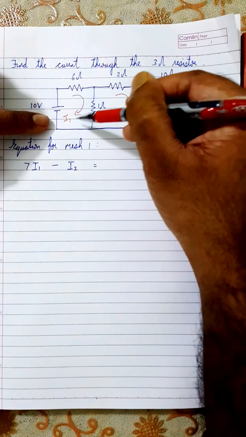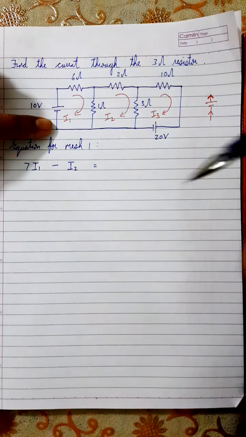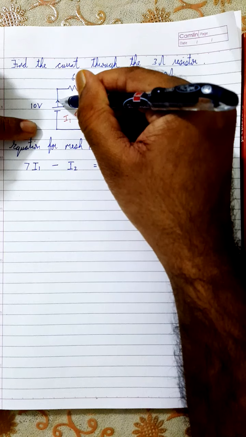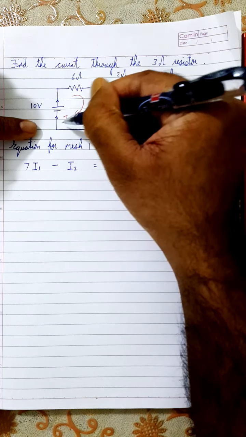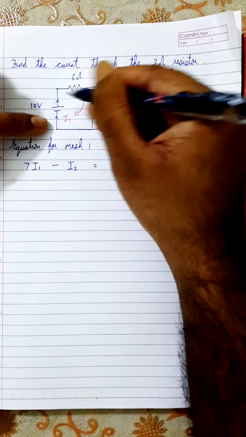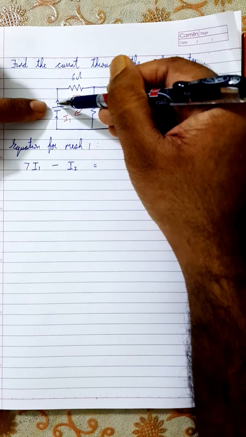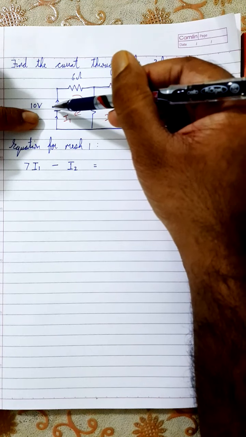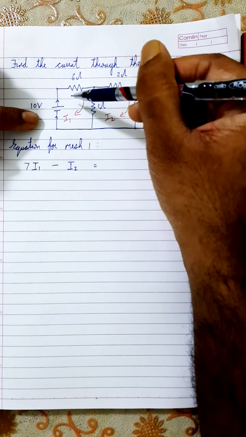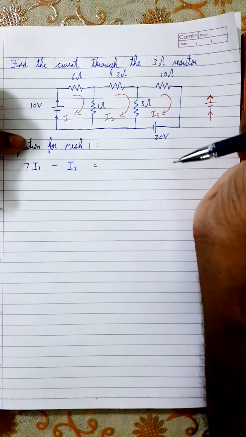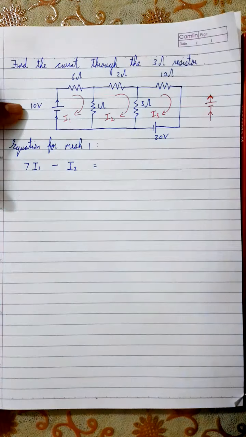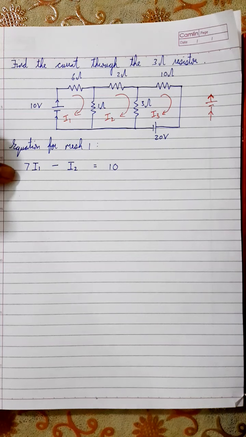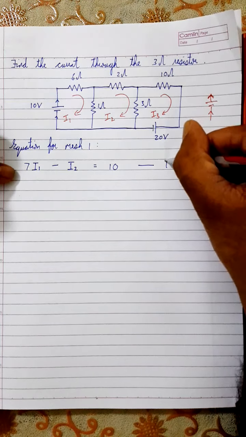Now look over here in this I1, the direction of I1 is clockwise. Therefore in this branch the direction of current is like this, flowing from bottom to top. That means this positive terminal is actually generating I1, or this positive terminal is actually supporting the generation of I1. Therefore this 10 volt is positive. So 7I1 minus I2 equals 10. This is the equation for mesh 1.